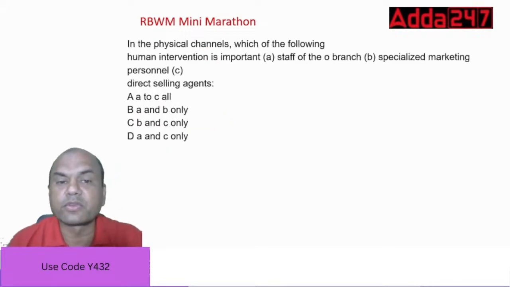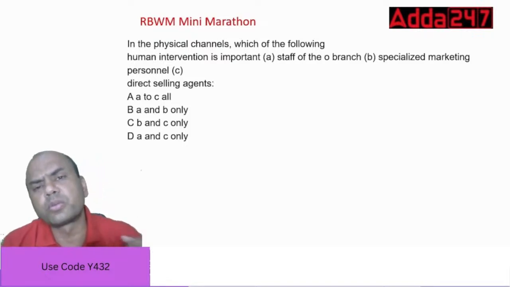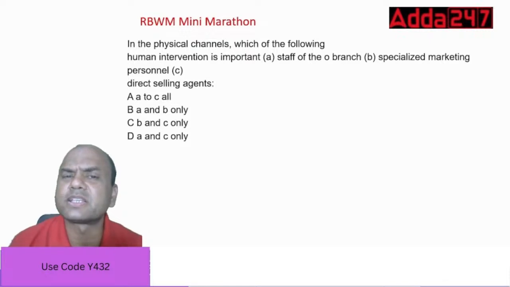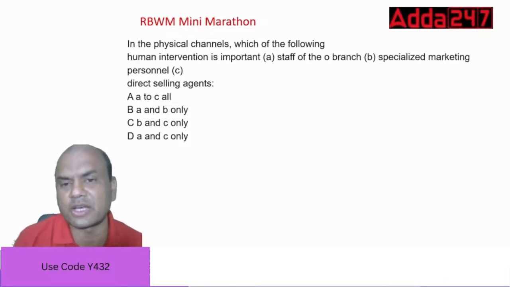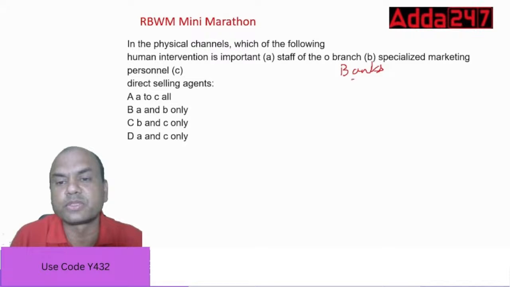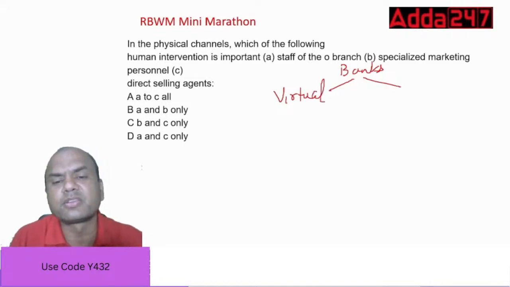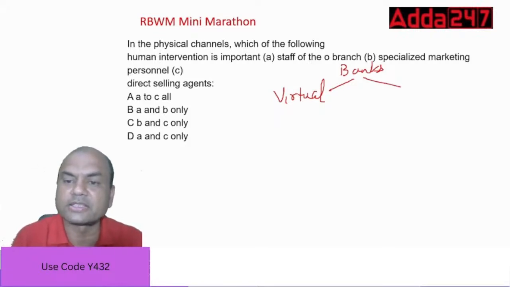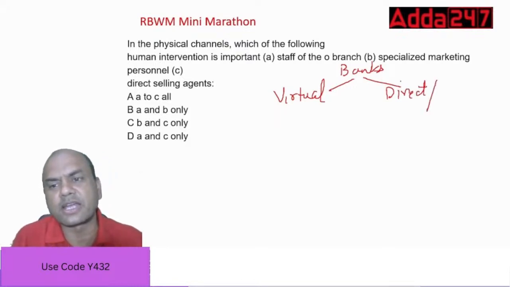In physical channels, which of the following is very important for human intervention? Staff of the branch, specialized marketing personnel, and DSS. Now what is a physical channel? Physical channel means where a human being is there. Banks nowadays have two channels. One is virtual, which means the e-channels: internet, app, telephone banking, mobile banking, everything. And second is the direct channel, or they call it physical also. Physical channel, direct channel, any name is given.